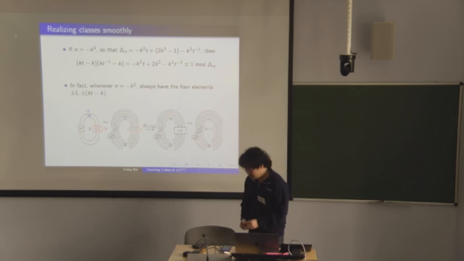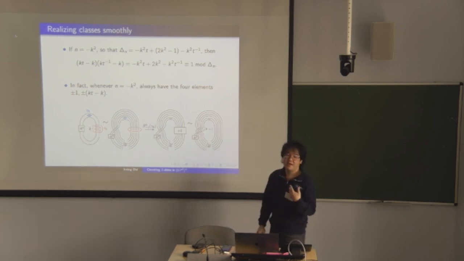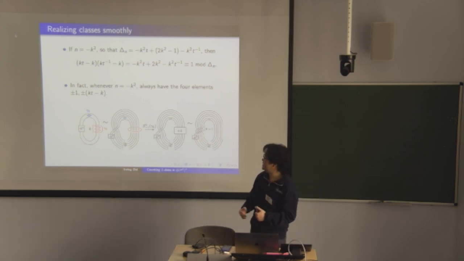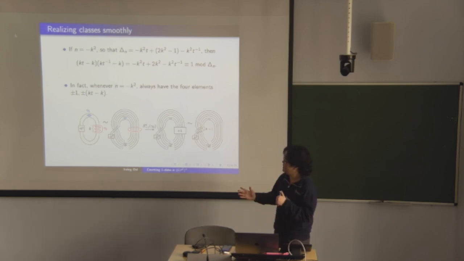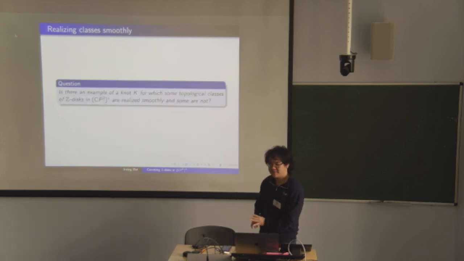Of course, in the case of Z-disks inside of B4, there's only ever one topological isotopy class of disk. So of course there are examples in which something is topologically Z-sliced but not smoothly Z-sliced. But the question is, can you have an example where there are multiple classes of Z-disk and the smoothness realizability of the class depends on which of the Z-disk classes you are choosing? All right, that is the end of the talk. So thank you very much.